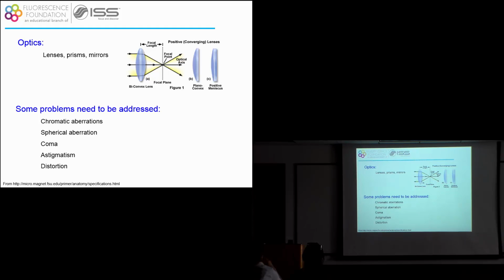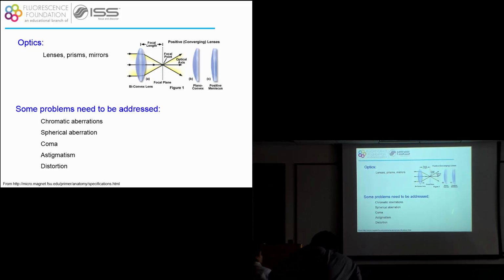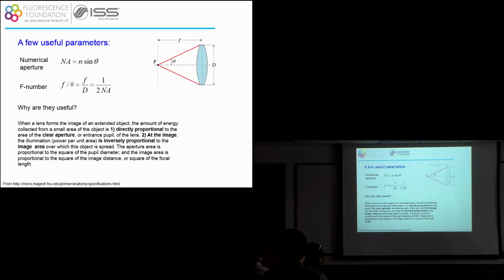Then there are so many problems with the lenses, because these are some of the problems that need to be addressed, and these are affecting the quality of your images. They are due to the fact that the refraction does not occur the same at all the different wavelengths. And so there are a lot of these issues.